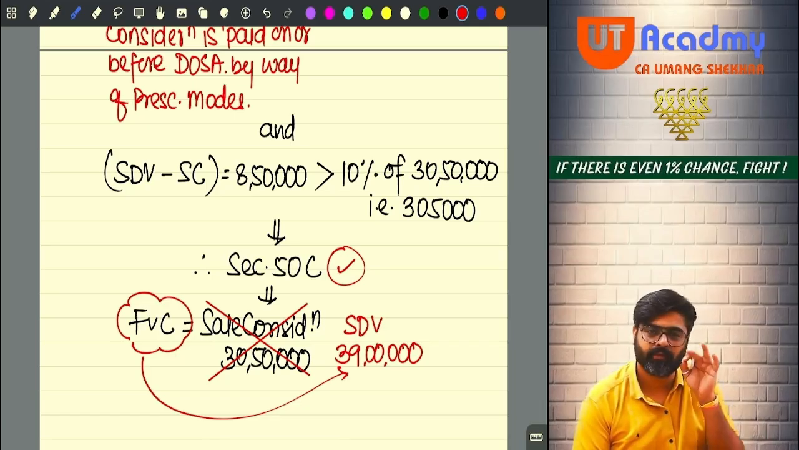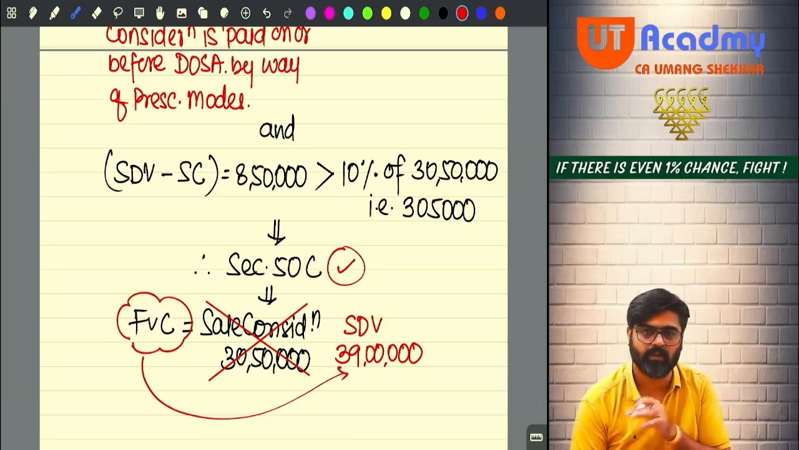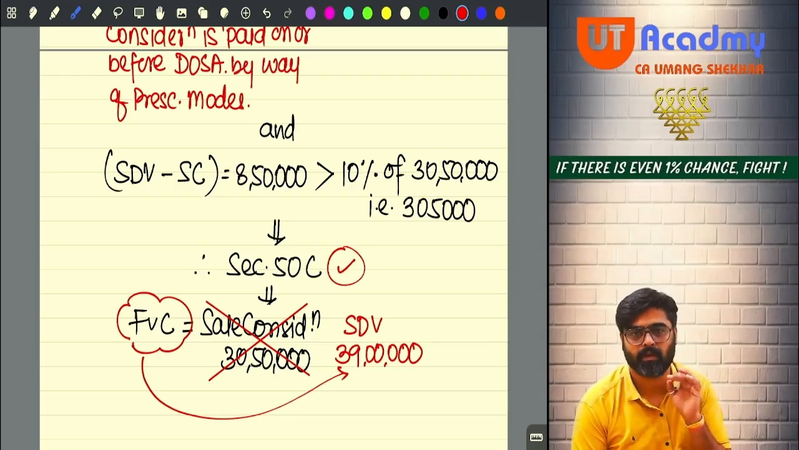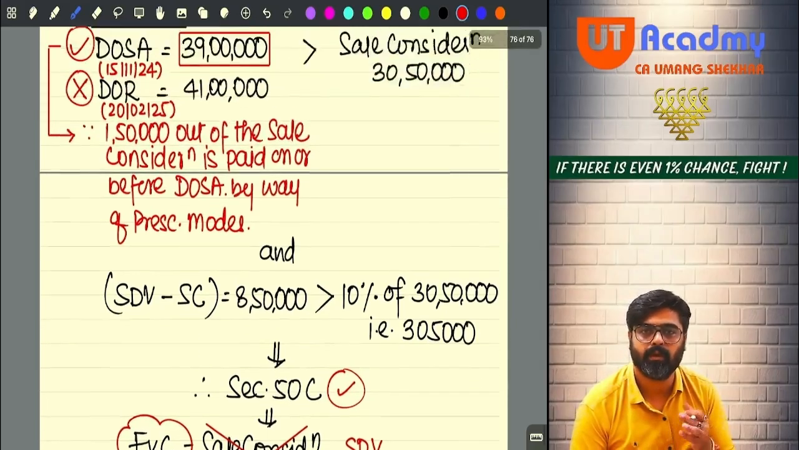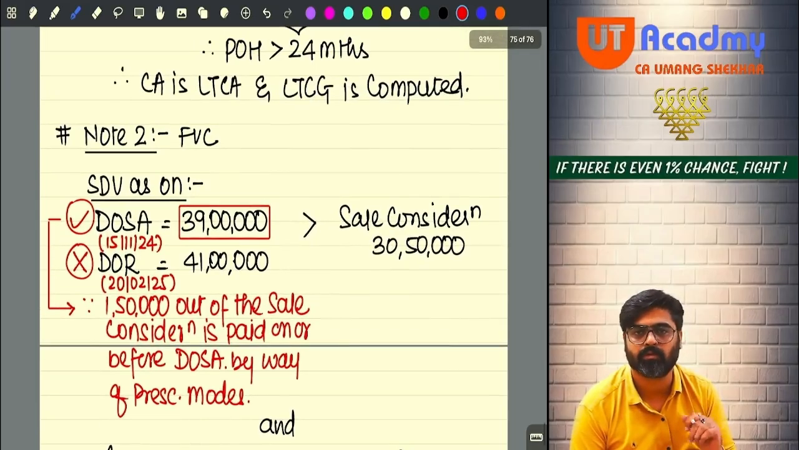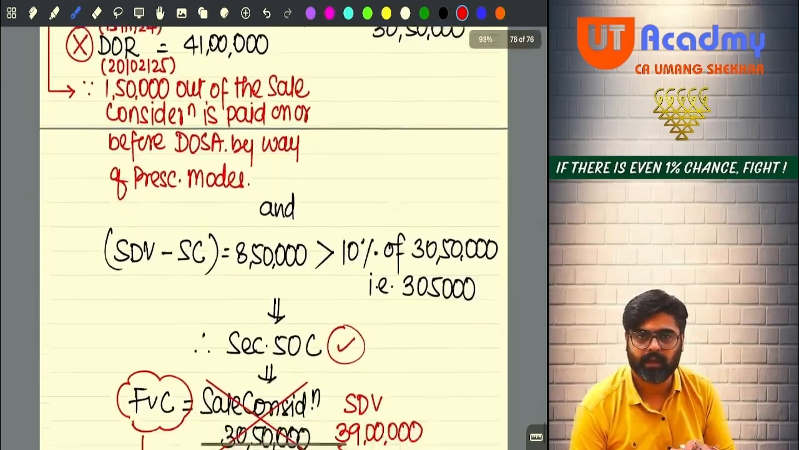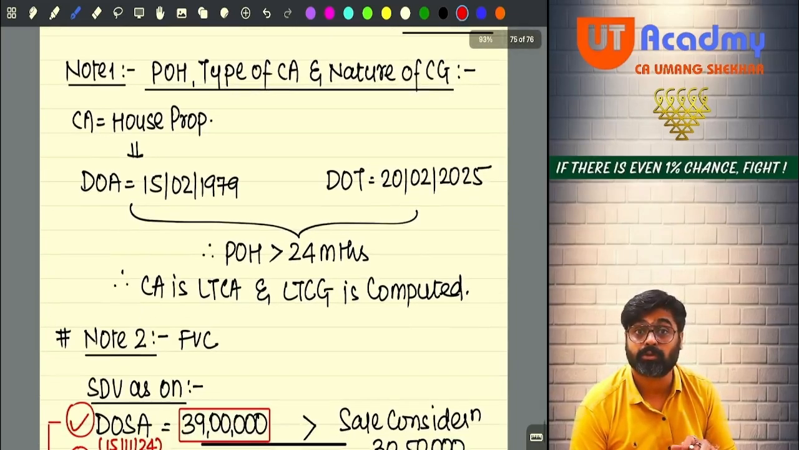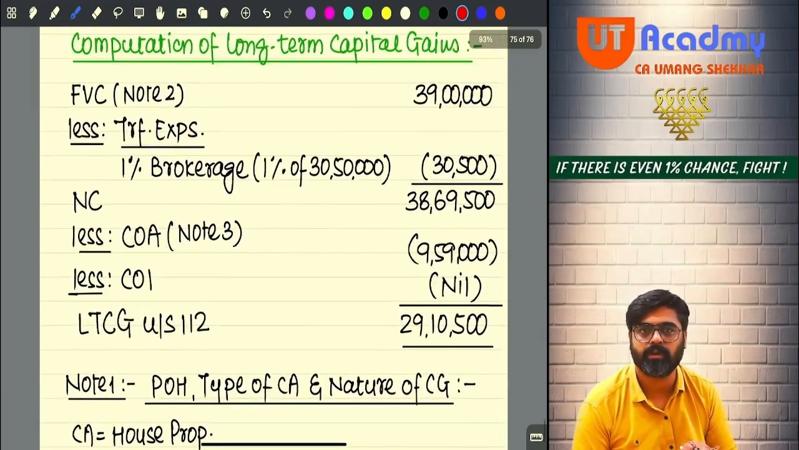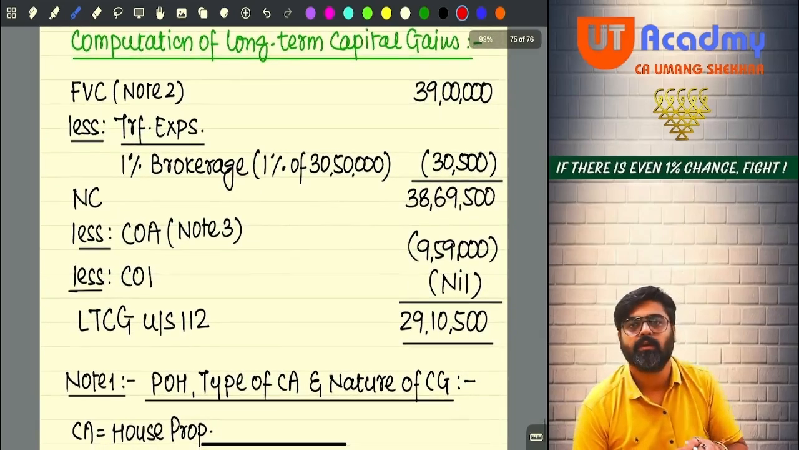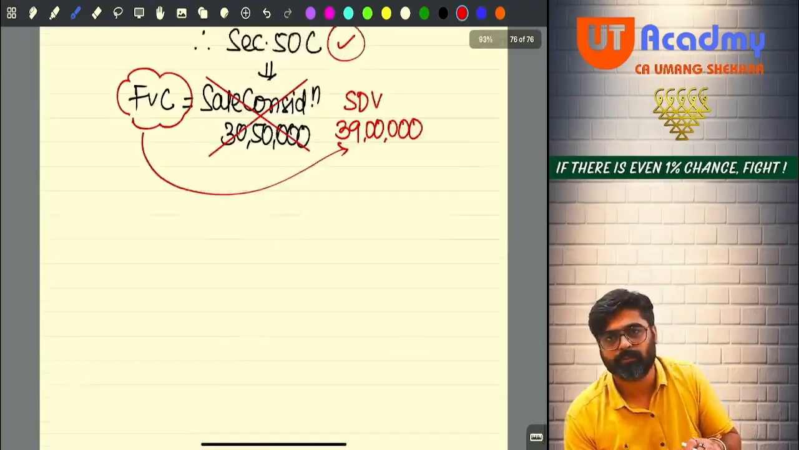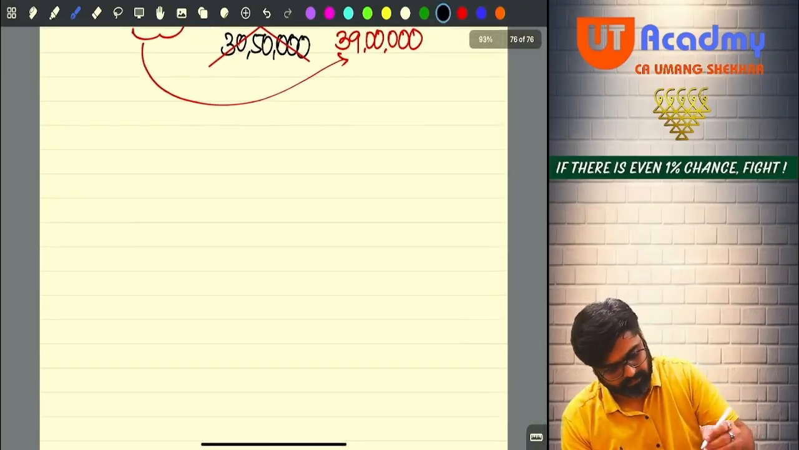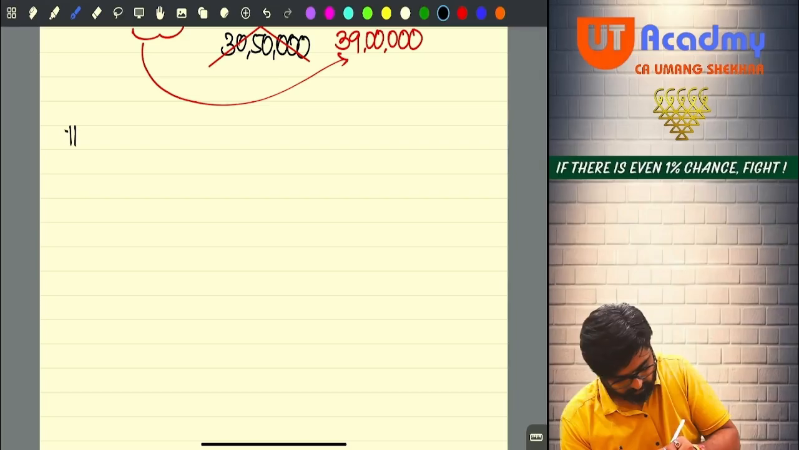Exactly in the same manner, if you write in the exam also, you will still get the full marks. Not a single mark will be deducted. Don't worry about this. The examiner will go mad seeing this kind of working notes. Now see, 39 lakh. How did we derive that 39 lakh? We got it. Now coming to the cost of acquisition. Cost of acquisition we took 9,59,000, so for that also we'll have to do a separate working note. Note 2.